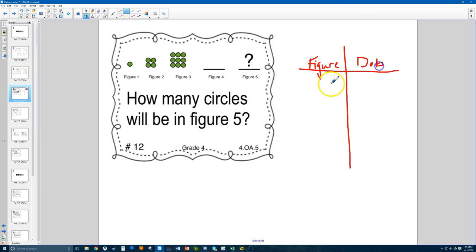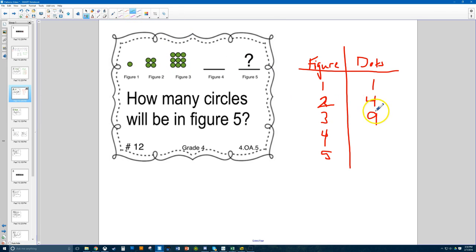So let's say I have figure 1, 2, 3, 4, and 5. And that's a horrible 2. But in figure number 1, I have 1 dot. Figure number 2, I have 4 dots. Figure number 3, I have 9 dots.